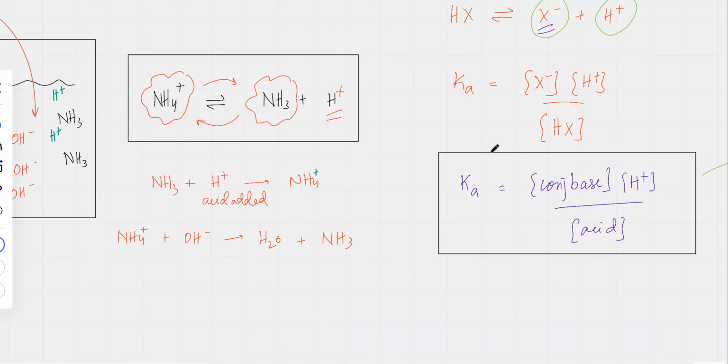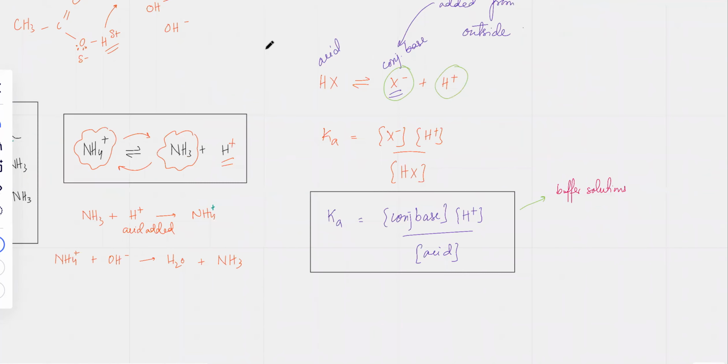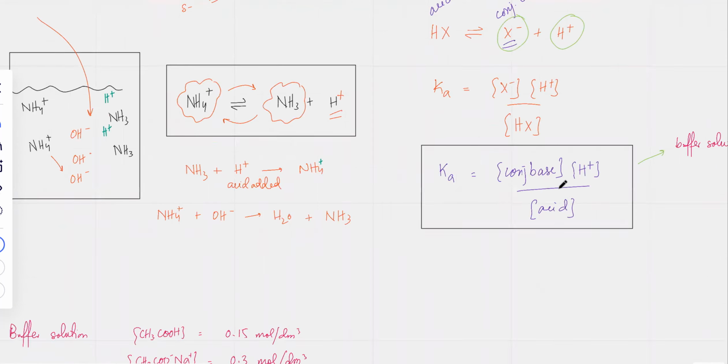So it's basically Ka. Previously we said that these two ions would have the same concentration, but now they're not going to have the same concentration because NH3 is added from outside. So when it's added from outside, the concentration of NH3 increases. Which is why the conjugate base concentration has to be put into the formula. You just can't write H plus 1 squared. That's the only difference. And we did questions on that.